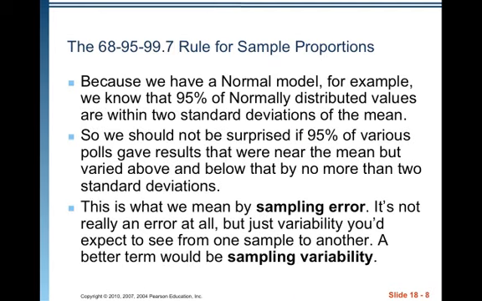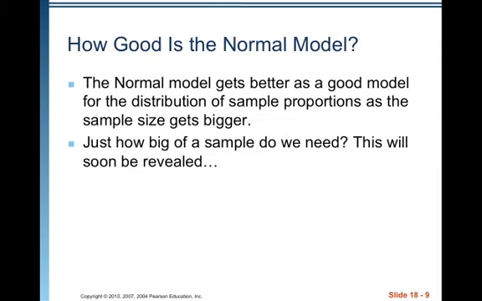So because we have a normal model, for example, we know that 95% of normally distributed values are within 2 standard deviations of the mean. That's just what I was talking about. So we should not be surprised if 95% of various polls give results that were near the mean but varied above and below that by no more than 2 standard deviations. So we expect there to be some sampling variability. That is what we mean by sampling error. It's not really error at all, but just variability you'd expect to see from one sample to another. So really a better term is sampling variability, but they mean the same thing.